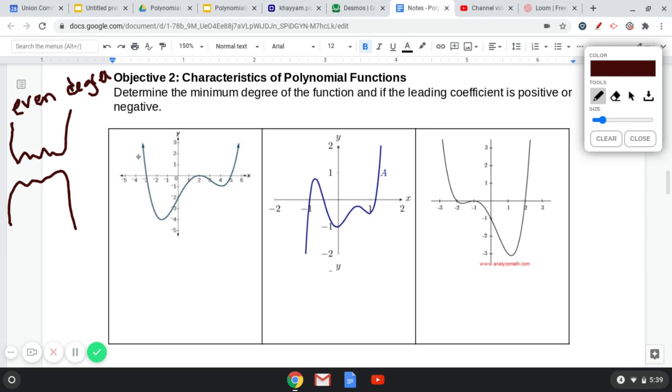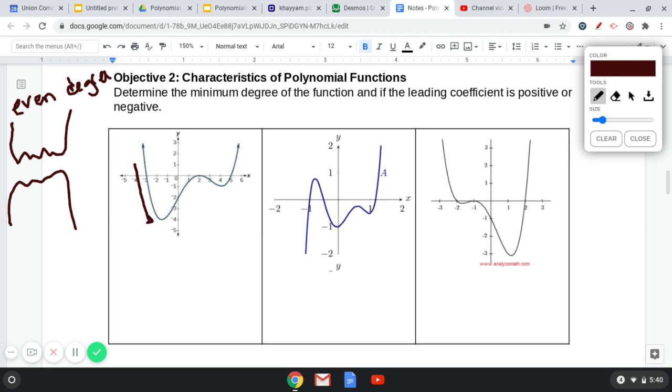So, for our first one, as x approaches infinity and negative infinity, both of our y's will approach infinity as well, which means it has to have an even degree. But now, what is the minimum degree? This is really going to depend on how many turns we have. So how many times we switch from being concave up to concave down. Or rather, how many times we switch from increasing to decreasing. Yeah, let's do that instead.